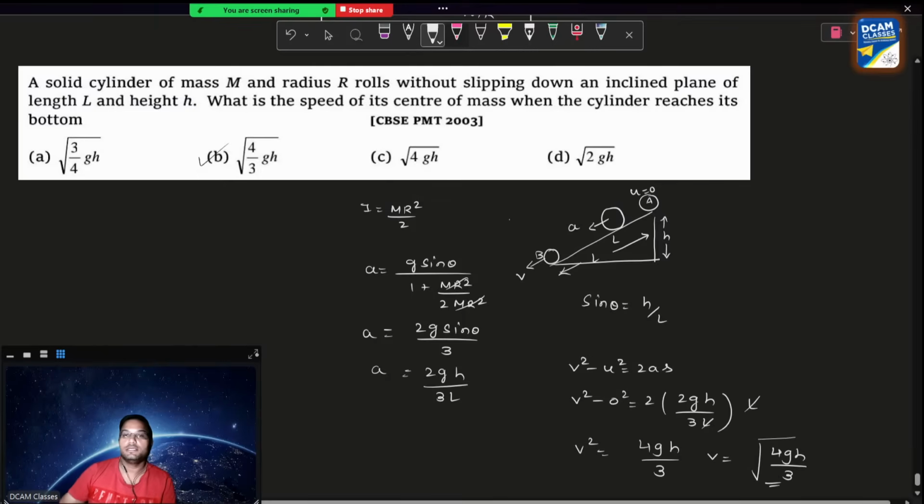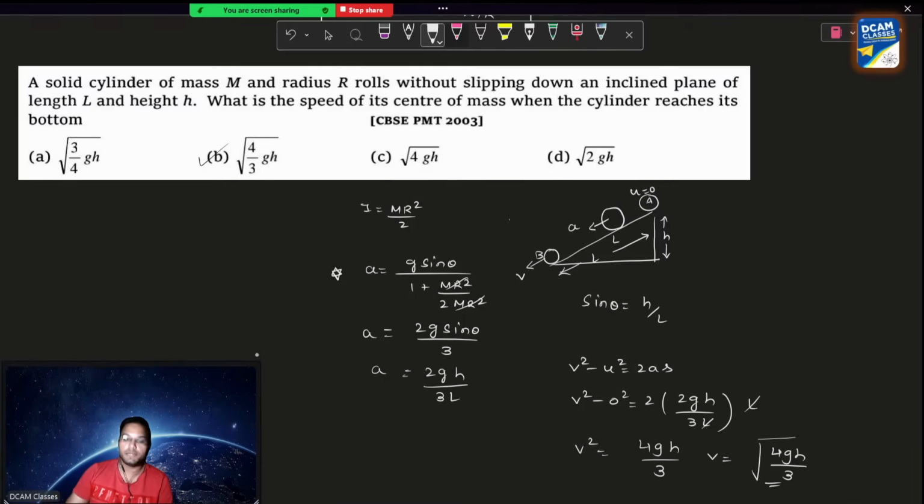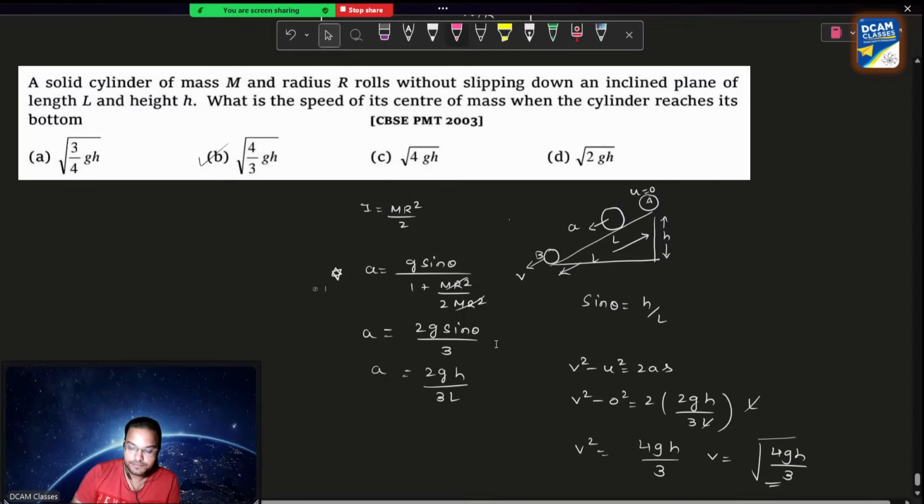Understood? See, this is how this formula is being used. Yes, I understood. Understood? See, one more question I will give you.